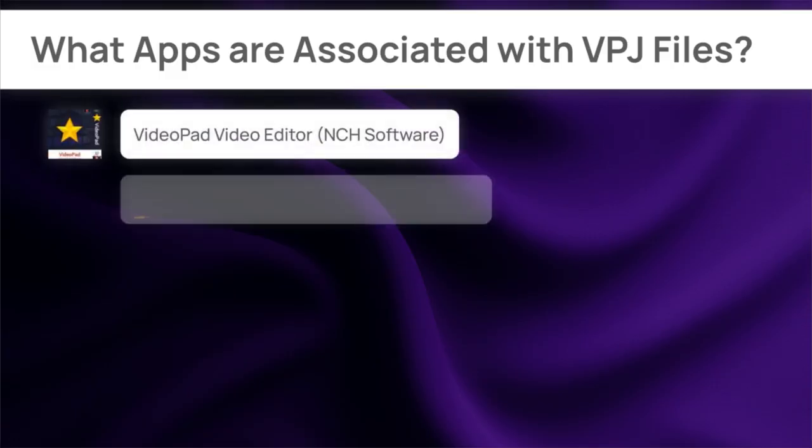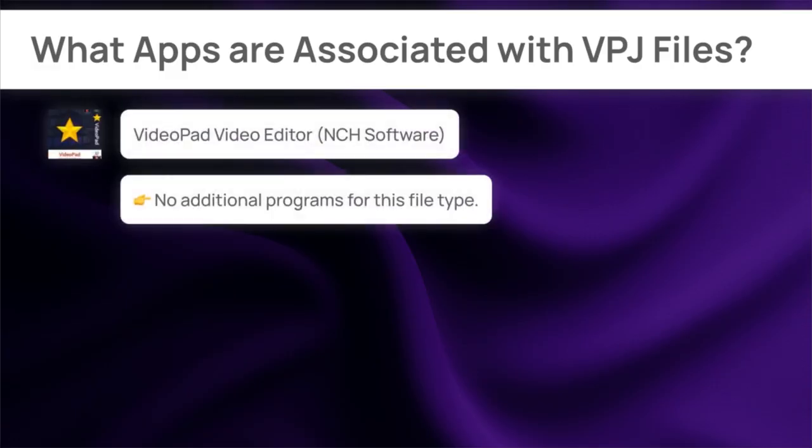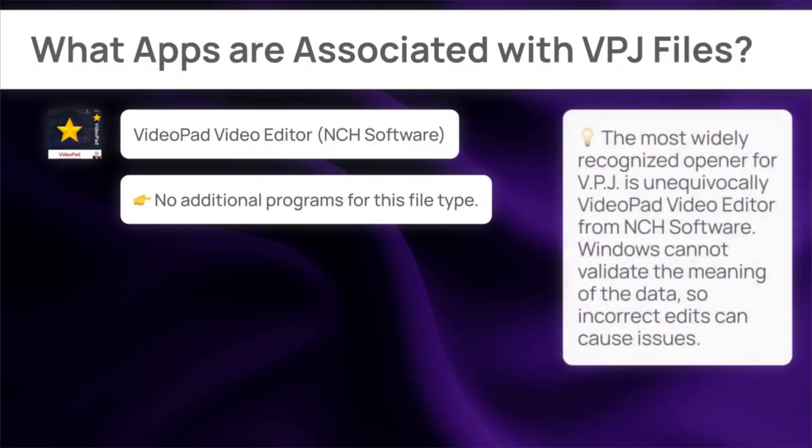The common standard viewer for VPJ is typically VideoPad Video Editor from NCH Software. Windows can preview the image, but lacks the internal codec for true rendering. Windows can play back video content, but shot adjustments require editing tools.